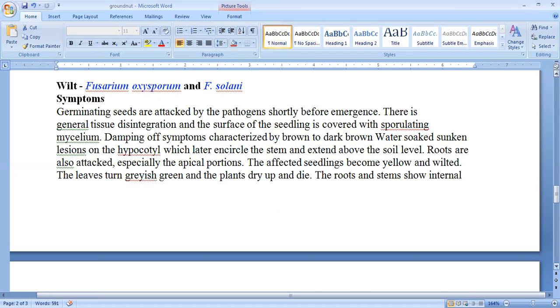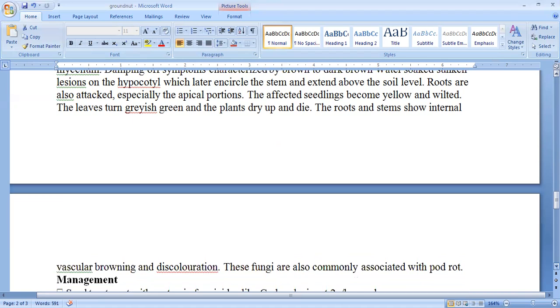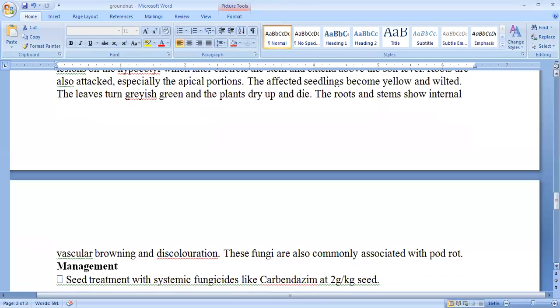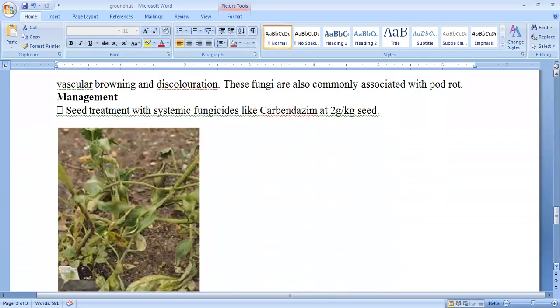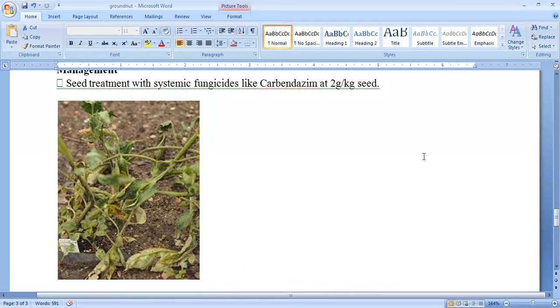Do you know why? Because the Fusarium affects the internal xylem and phloem. So when the roots and stem are split open, internal vascular browning and discoloration is seen. This fungus is also associated with pod rot. The treatment is a systemic fungicide like carbendazim at 2 grams per kg seed. Here you are seeing a plant which has wilt symptoms: drooping of leaves, yellowing of leaves, falling on the ground, etc.